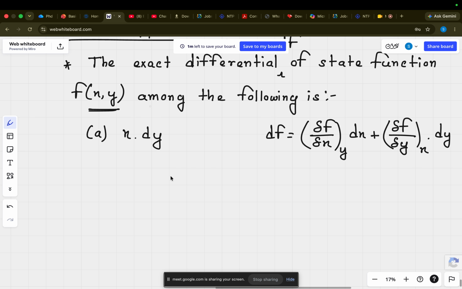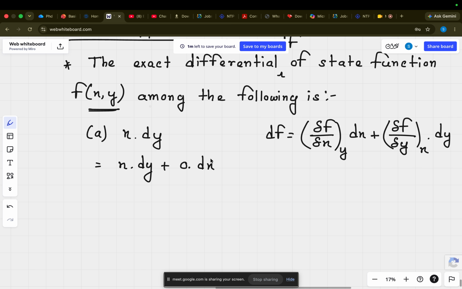So first of all, arrange this thing like this. I can write x into dy plus, nothing is there, so I can write 0 into dx. If I multiply anything with 0, that will be 0 only, right?